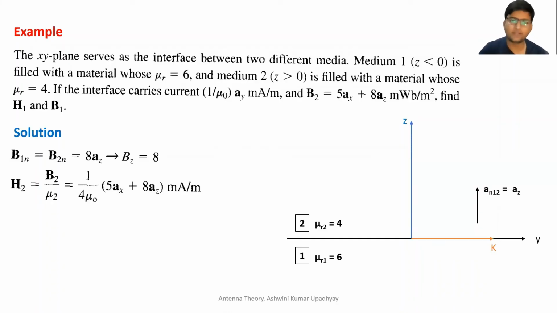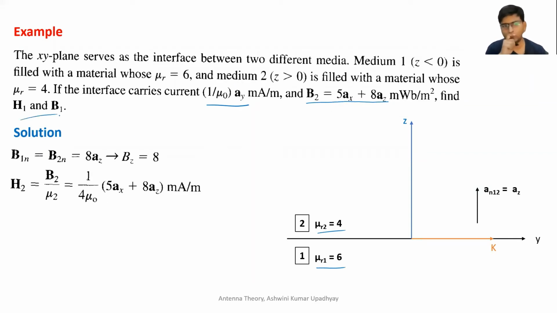Now let us quickly do one example on magnetic boundary conditions. In this example, there are two mediums, the first of which has a relative permeability of 6 and the second has 4. We are given the magnetic flux density in the second medium as 5AX plus 8AZ. And also there is a surface current at the boundary of these two mediums, which is given by 1 upon mu naught AY. Now applying the boundary relations, we have to find the value of B1 and H1.